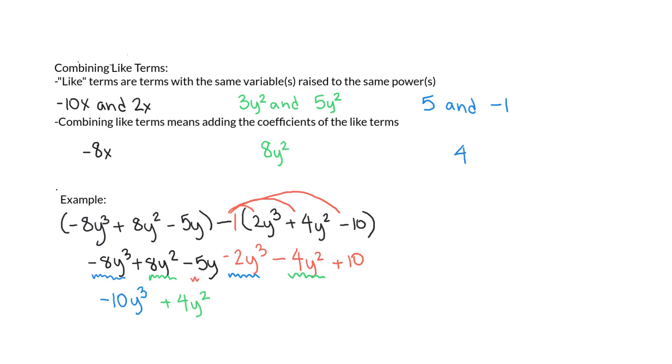Next, looking at negative 5y, there are no terms like negative 5y because there are no y to the first powers anywhere else. So that would be just negative 5y. And then finally, we have this plus 10. There are no other numbers without variables to combine this with. So this would be plus 10. And negative 10y to the third plus 4y squared minus 5y plus 10 would be our fully simplified answer.